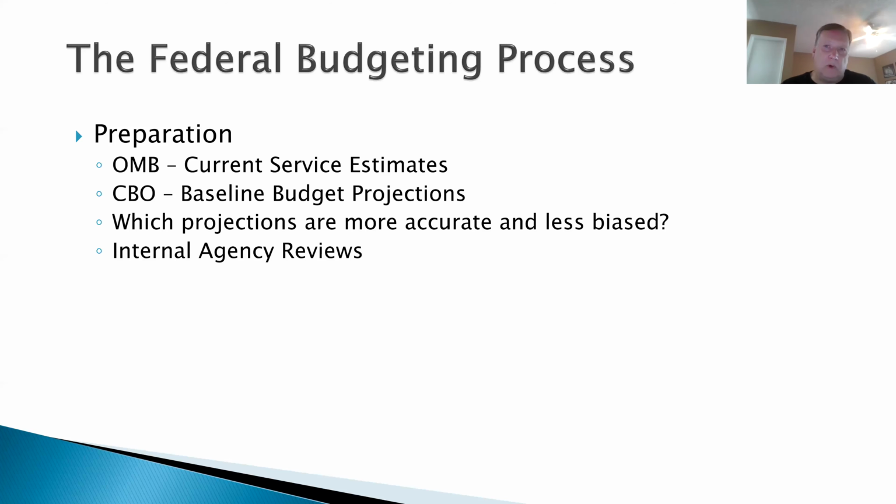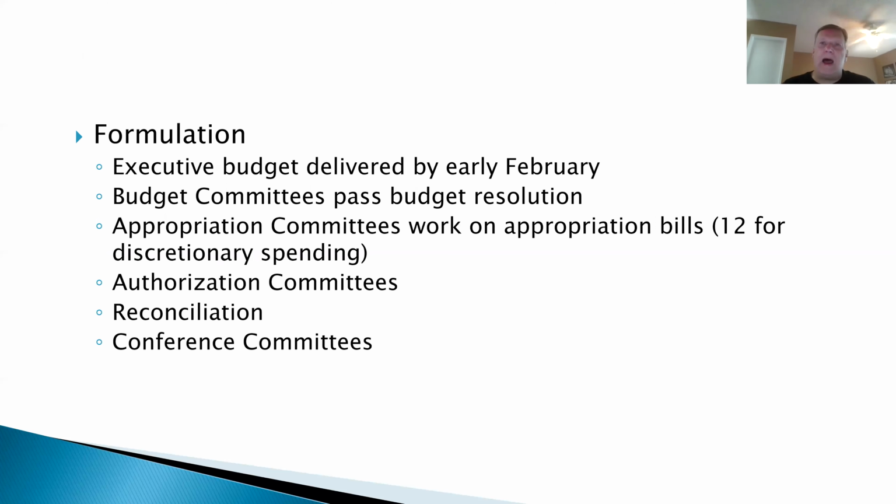OMB would be the central clearinghouse for all those requests. They would review those requests. They would almost invariably make cuts and reductions to those requests. And then all those reduced requests will get combined together into what eventually becomes the president's budget, the executive budget.